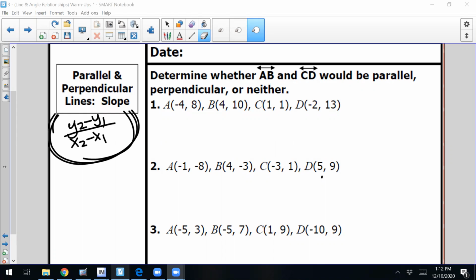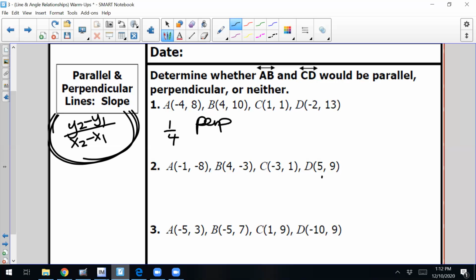Good, this one's perpendicular. What'd y'all get as your slopes? Wait, say that again. 1/4 and what? -4. So those are perpendicular. Yes, 1/4 and -4 are your two slopes. Did anybody not get those and need help with that? You got it? Okay, number 2, what'd you get?